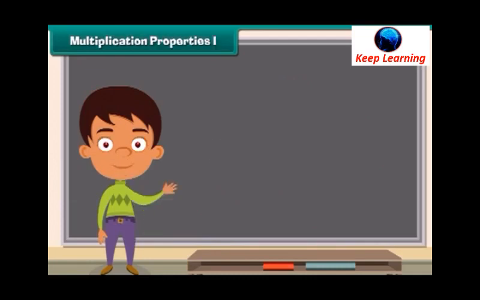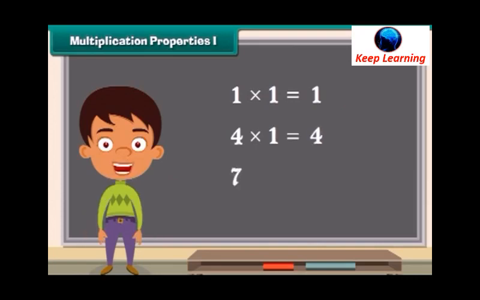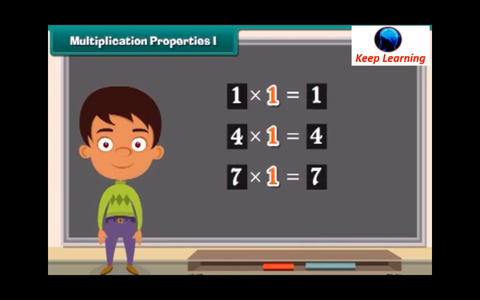Multiplication properties 1. Let us now look at some properties of multiplication. 1 into 1 is equal to 1. 4 into 1 is equal to 4. 7 into 1 is equal to 7. It means if we multiply any number by 1, the result is the number itself.